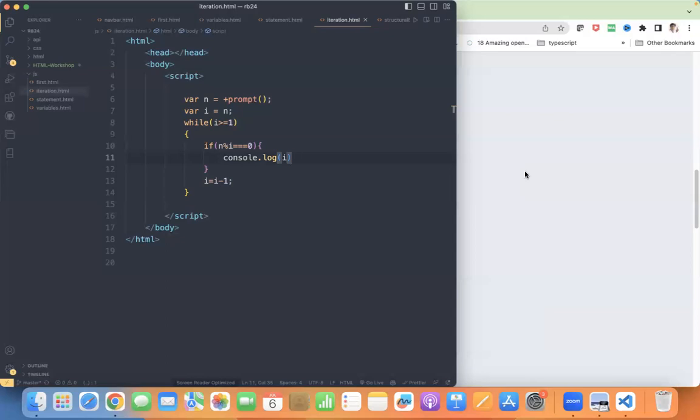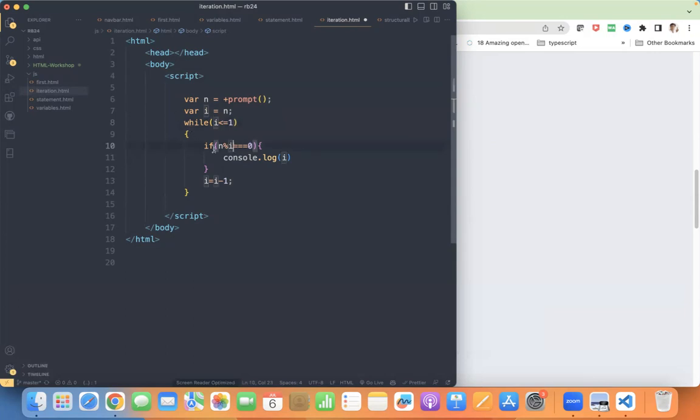Okay, I want to find the factors of 8,674. What should I do? Now I will take that number in n and I'll start. Okay, I'll start from 1. I would like to divide that given number with i.